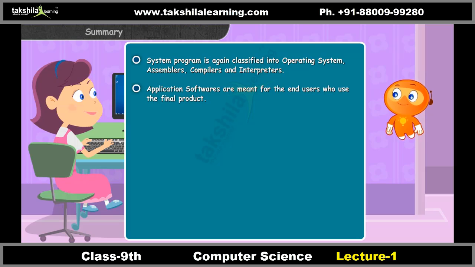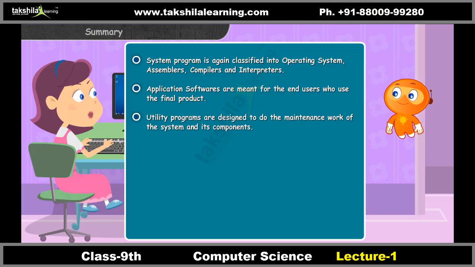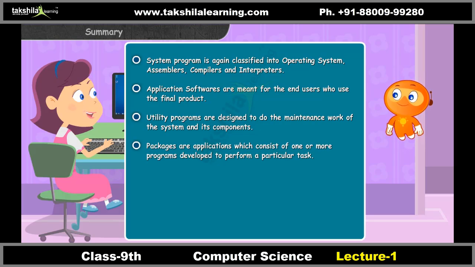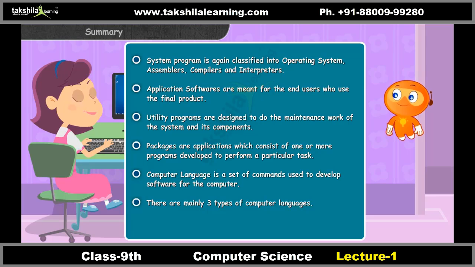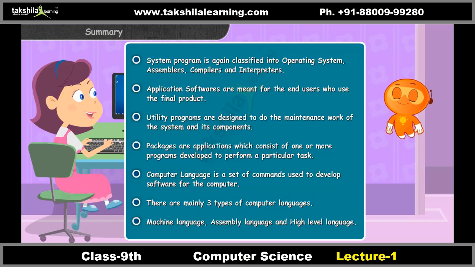Application software is meant for the end users, who use the final product. Utility programs are designed to do the maintenance work of the system and its components. Packages are applications which consist of one or more programs developed to perform a particular task. Computer language is a set of commands used to develop software for the computer. There are mainly 3 types of computer languages: machine language, assembly language, and high-level language.